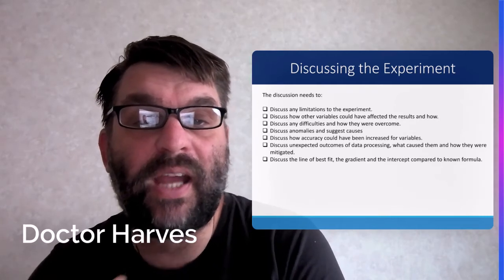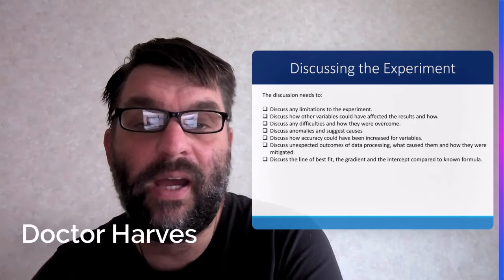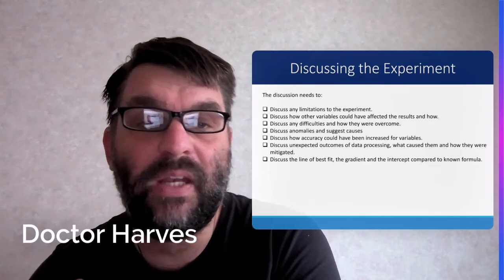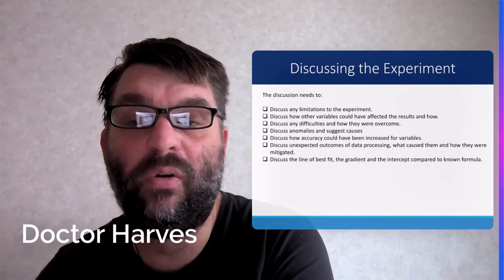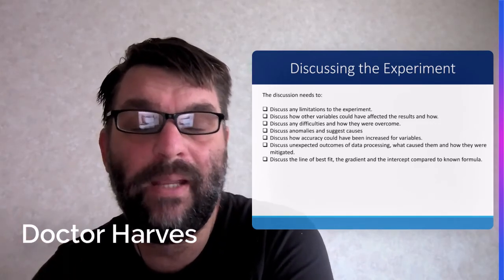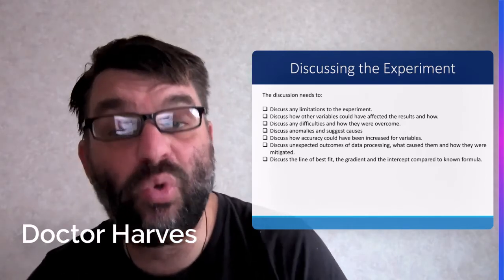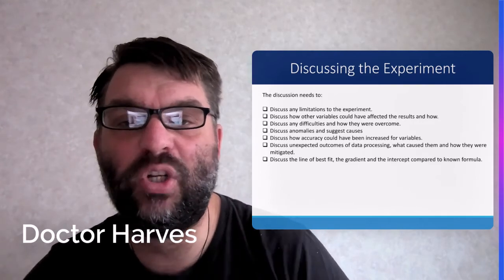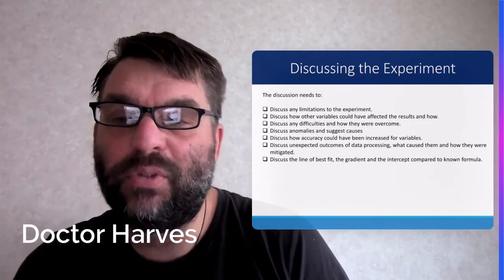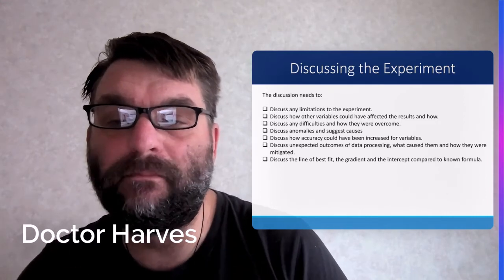And then discuss the line of best fit for your second graph in terms of the gradient and the intercept and how they compared to the known formula. Okay, so you're going to get a formula of the form y equals mx plus c, and you're going to link that to the equation for the experiment, which is also in the form of y equals mx plus c, and how they actually compare. Okay, so that's all you require for the discussion part.